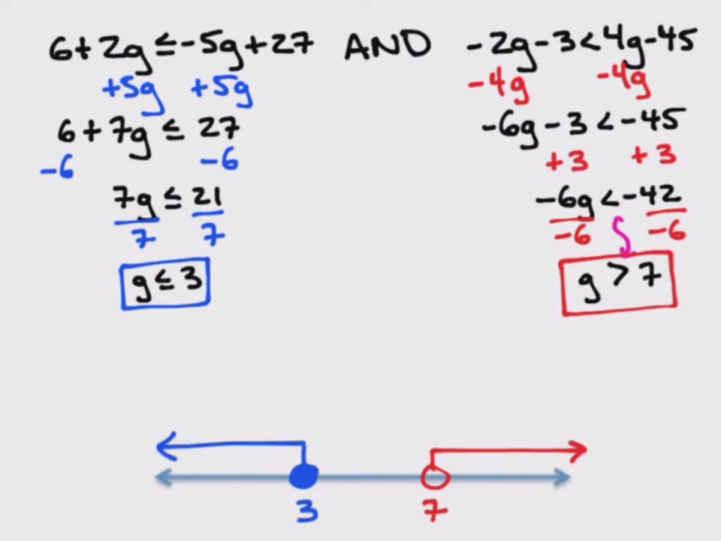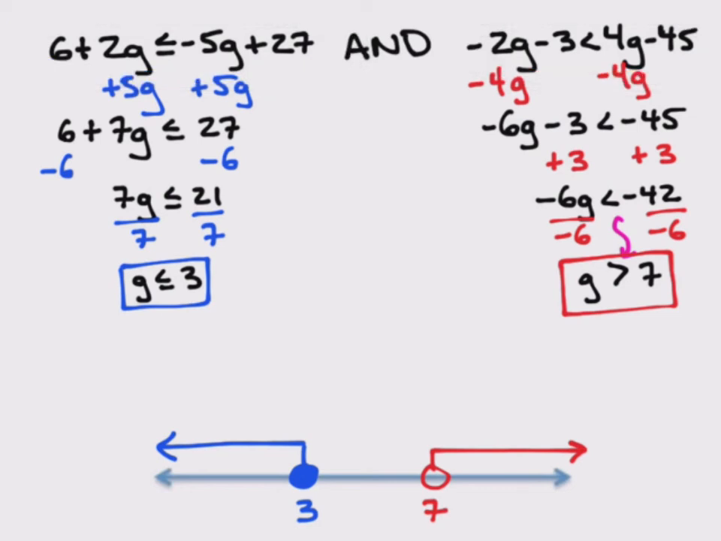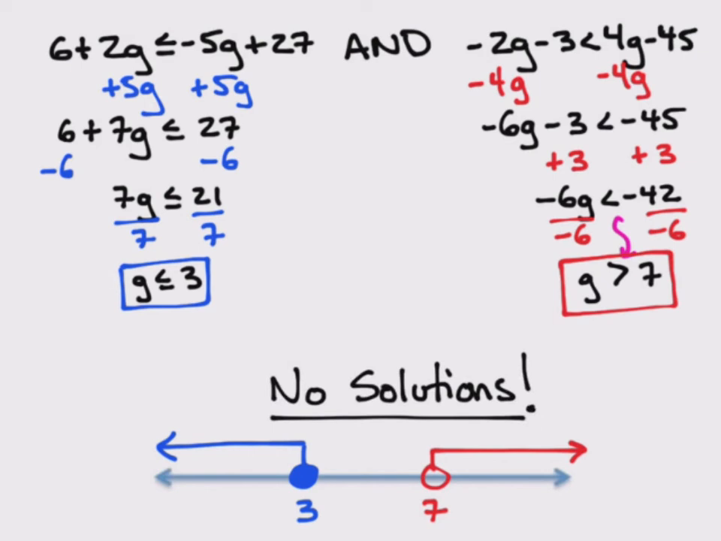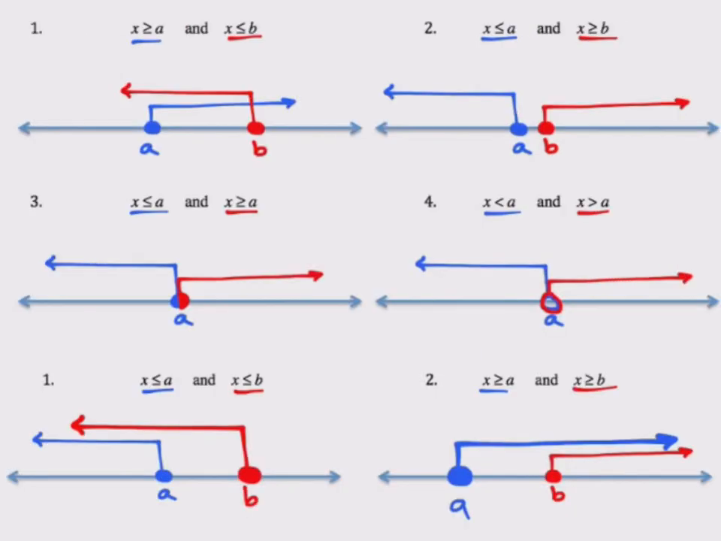In this case, after solving each individual inequality and graphing it on the same number line, we see that there are no numbers that are colored in blue and in red. That is, there are no numbers that make both of these individual statements true at the same time. In this case, we'd say that this compound inequality has no solutions. In general, if you're ever solving an AND compound inequality, if the two inequalities overlap nowhere, then the compound inequality has no solutions.